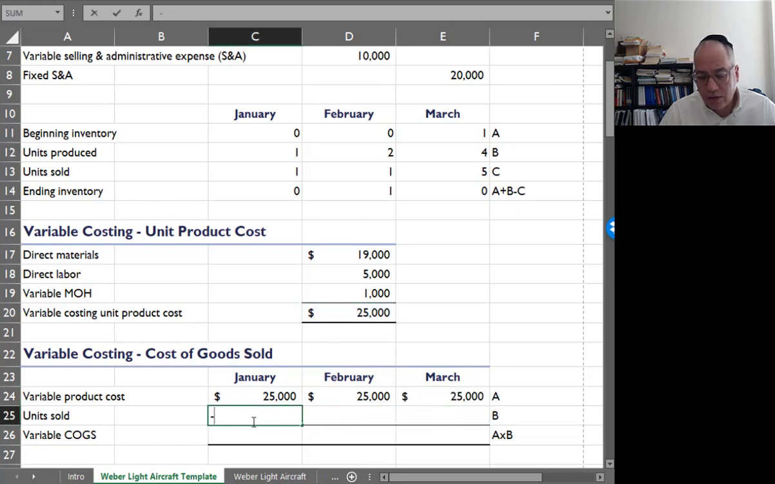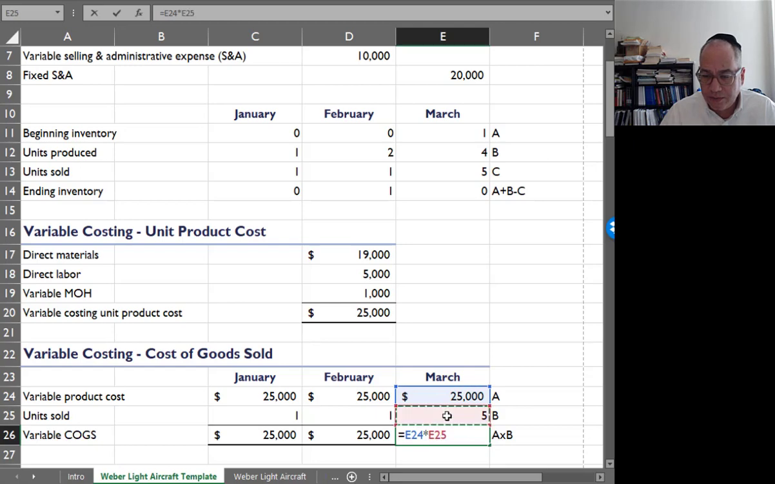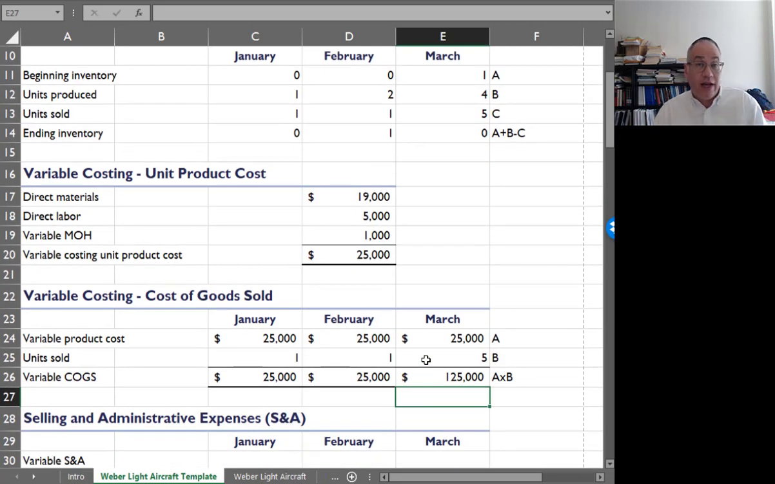So if we were to calculate cost of goods sold, if it's $25,000 a unit, and I sold 1 unit in January, then cost of goods sold in January would be $25,000. I also sold 1 unit in February, so cost of goods sold in February would also be $25,000. But March is a little different. I sold 5 units in March, and therefore total cost of goods sold in March would have been $125,000 under a variable costing regime. You remember, that's going to be as opposed to absorption costing later on.